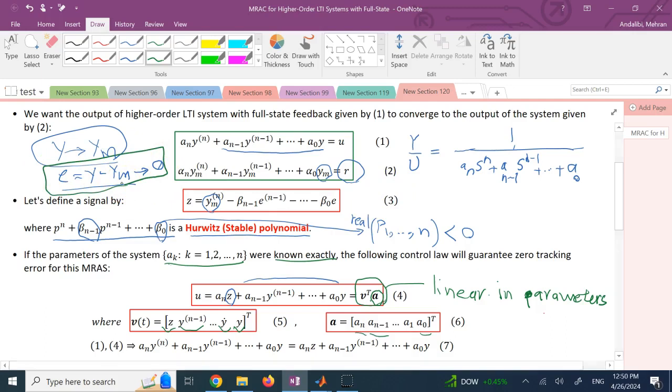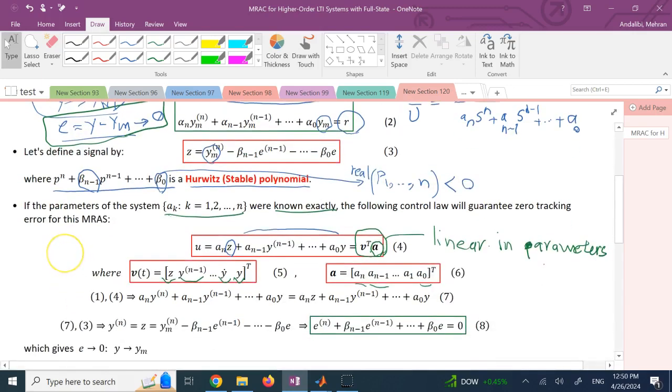Error convergence to 0. Is that right? We have to first check. When you pick a control law, you have to show that it is working. So what do we do? We are going to plug in 4 into 1. If you do that, the left-hand side is equal to the right-hand side, which is u now.